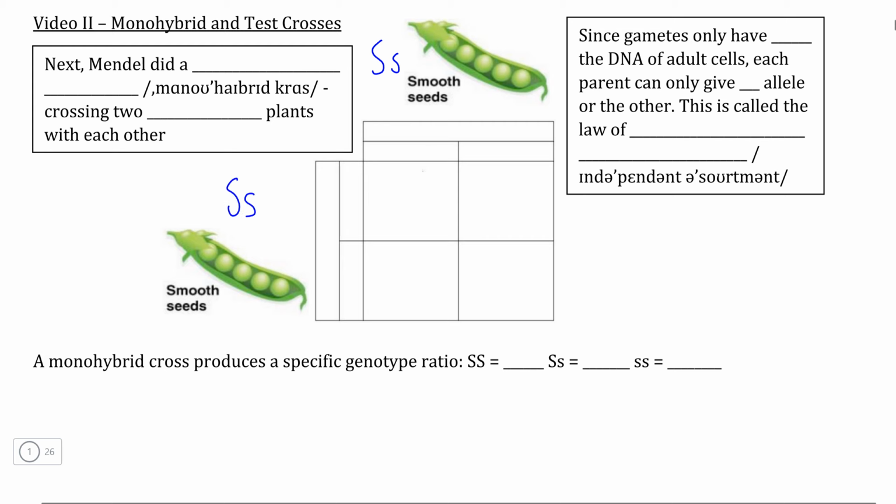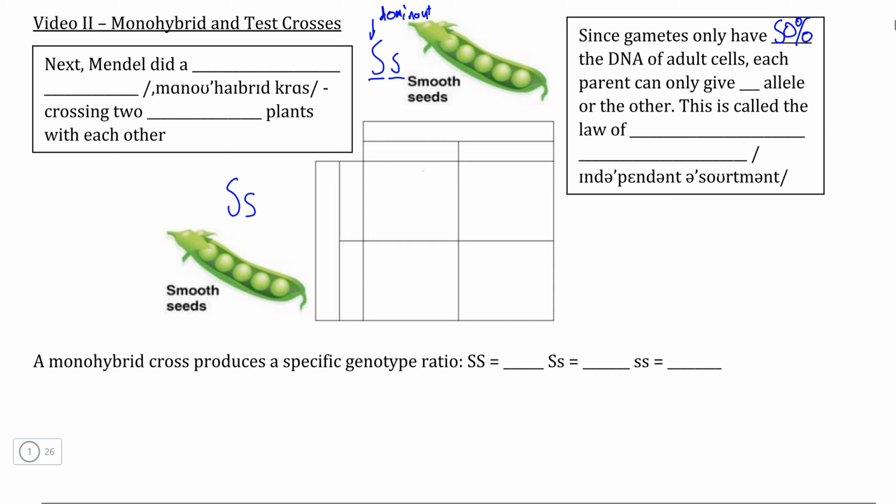Now, because each gamete that produced these offspring contains only 50% of the DNA, the smooth-seeded parent contributed one allele that codes for smooth seeds, and the wrinkled-seeded parent contributed the other allele that codes for wrinkled seeds. But we don't see the wrinkled-seeded allele because the smooth-seeded allele is dominant over the wrinkled-seeded characteristic.